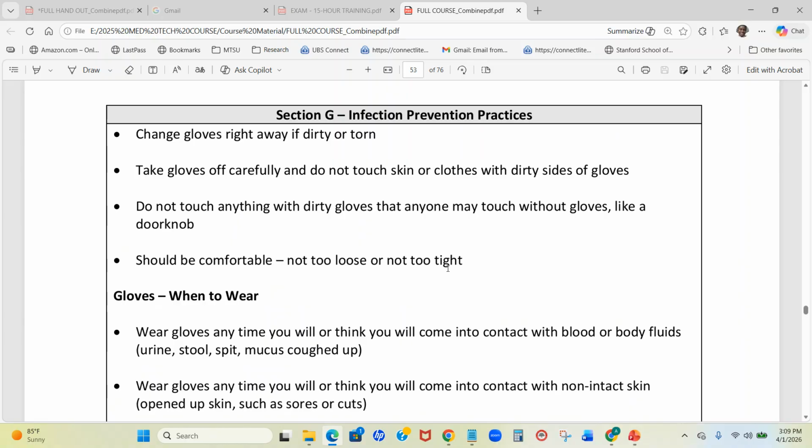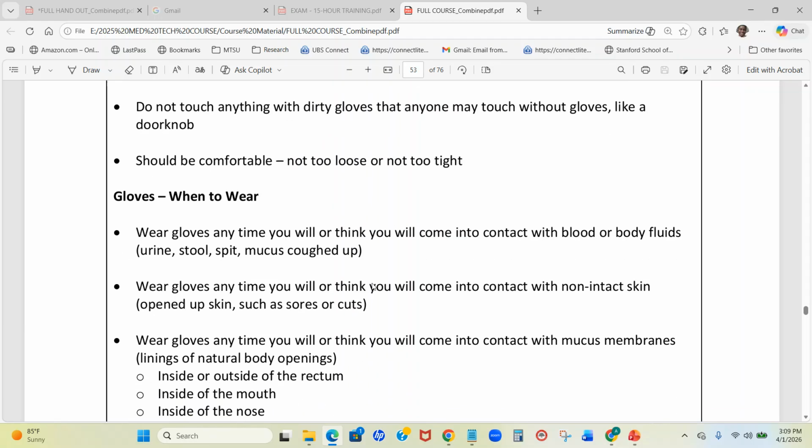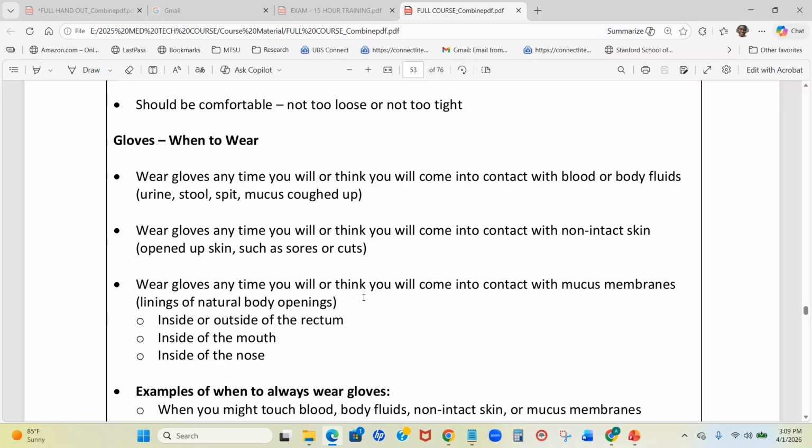Change gloves right away if dirty or torn. And always double gloves. I always tell people always double gloves because the brand of gloves we have these days are so thin that they break easily. So put on double gloves. It will help you. It will save you. Take gloves off carefully and do not touch skin or clothes with the dirty sides of the gloves. Do not touch anything with dirty gloves that anyone may touch without gloves, like a doorknob. Don't do that. Your gloves should be comfortable, not too loose and not too tight.